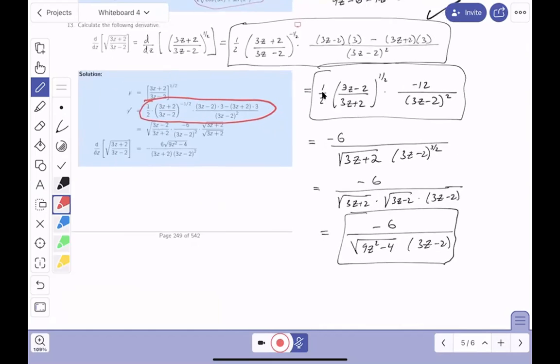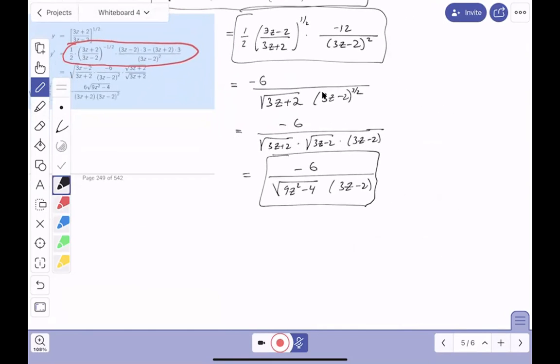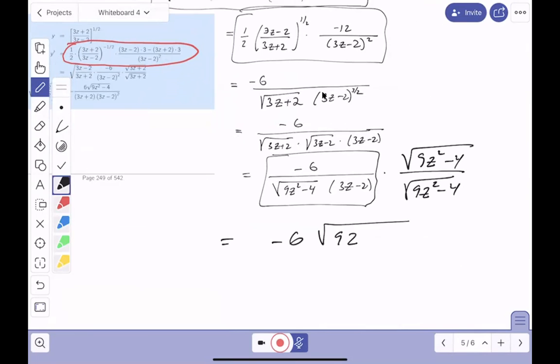And I'm gonna try to get their answer now. I'll go through it with you. Looks like they rationalized the bottom. You're going to learn a lot by trying to match someone else's language in mathematics. And what do you get on top? Minus 6, the root of 9z squared minus 4. What do you get in bottom? We get 9z squared minus 4 times 3z minus 2.